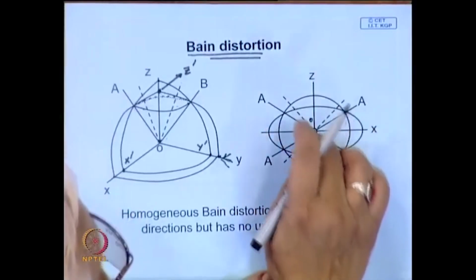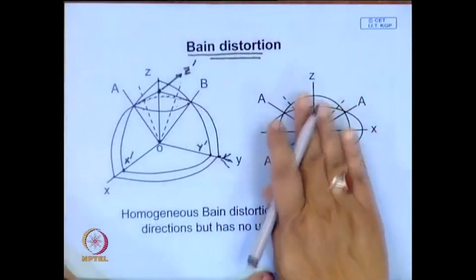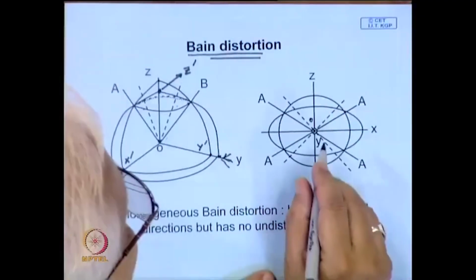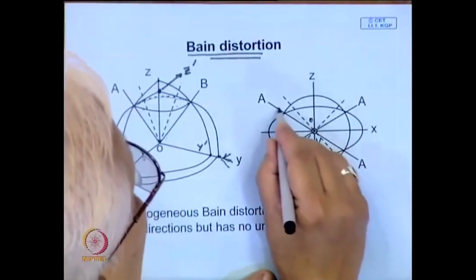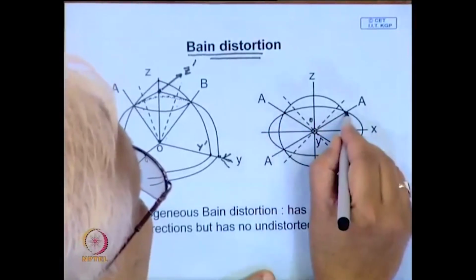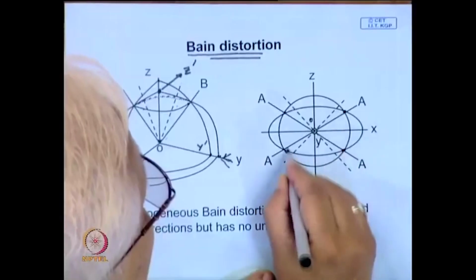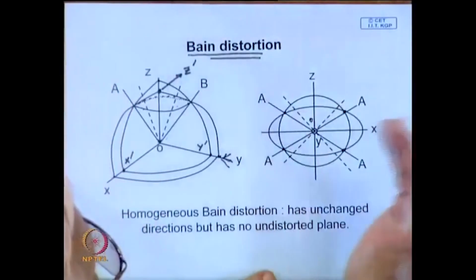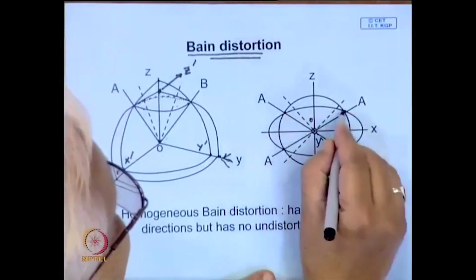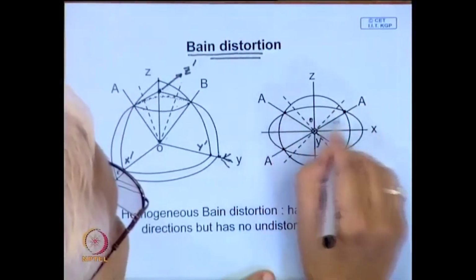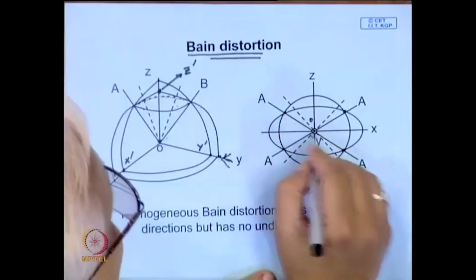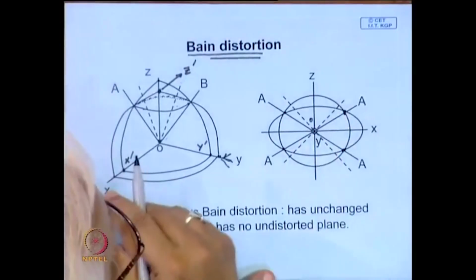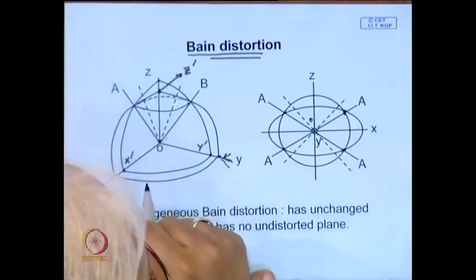Similarly, the y direction, which is perpendicular to this plane, also has an expansion. Now look at these directions, these points of intersection. Any line passing through this point will form a cone in 3D. So these are undistorted directions, but we can't think about an undistorted plane.